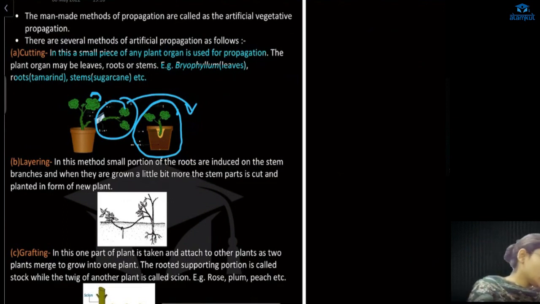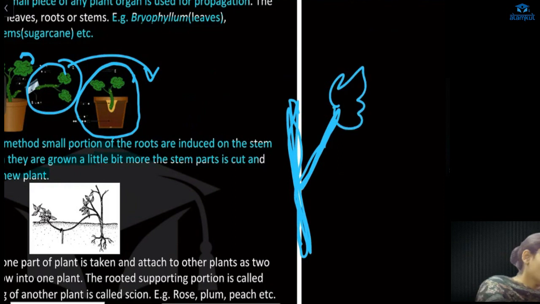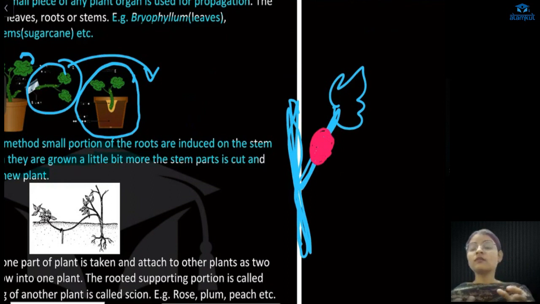Then there is the layering method. In this method, roots are induced on a small portion of the stem branch, and when they have grown a little more, the stem part is cut and planted as a new plant. Basically, a small portion of soil is attached with foil paper or polythene to some part of the stem, and after some time you will observe that roots start to develop from the area of the stem where the soil has been covered.